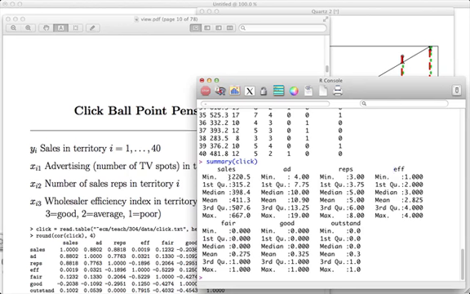Now, the reason you might care about this is that you have to allocate resources. So next period, you're going to have to figure out how many ads should I put in the air, how many sales representatives do I really need in that territory, and should I invest in getting a better wholesaler if my wholesaler is not so good? So it's really a resource allocation question. I want to know if I change my investment level in any of these, how does that affect sales?